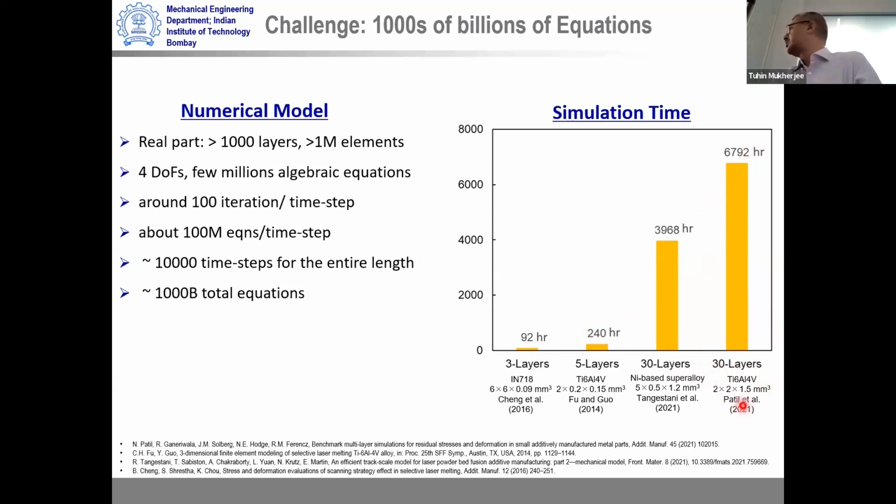For 30 layers, I mean, almost nothing, 1.5 millimeter height of 30 layers, just a little bit of stuff, nothing compared to a real part, it can ask for around 7,000 hours to just get a simple idea of residual stress distribution. Again, for a particular process condition. So we can imagine how difficult it is to get some immediate answer of what is going to happen, what would be the most optimized set of parameters.